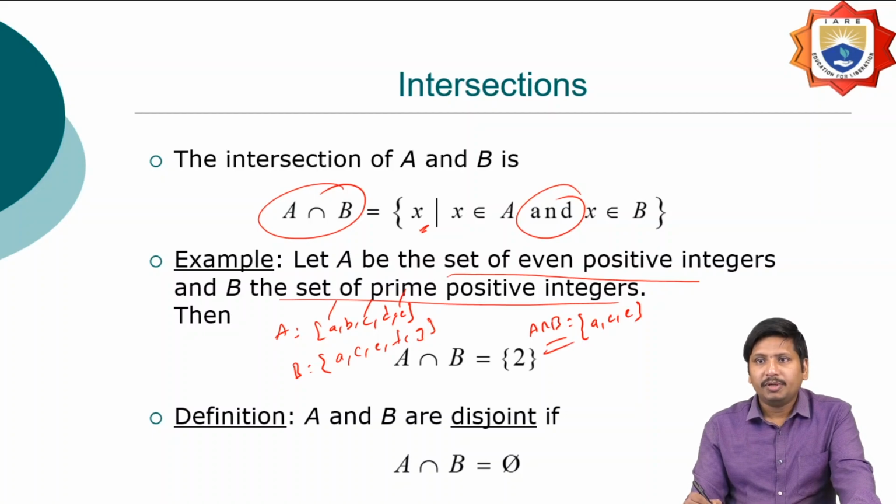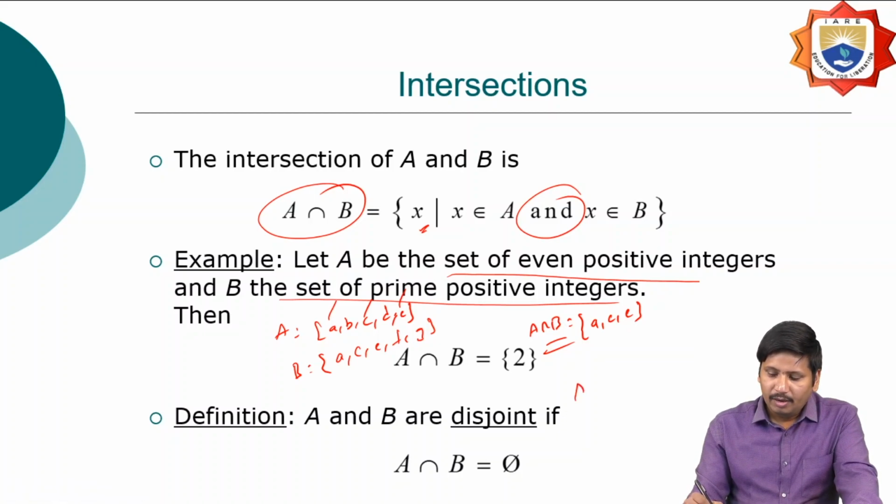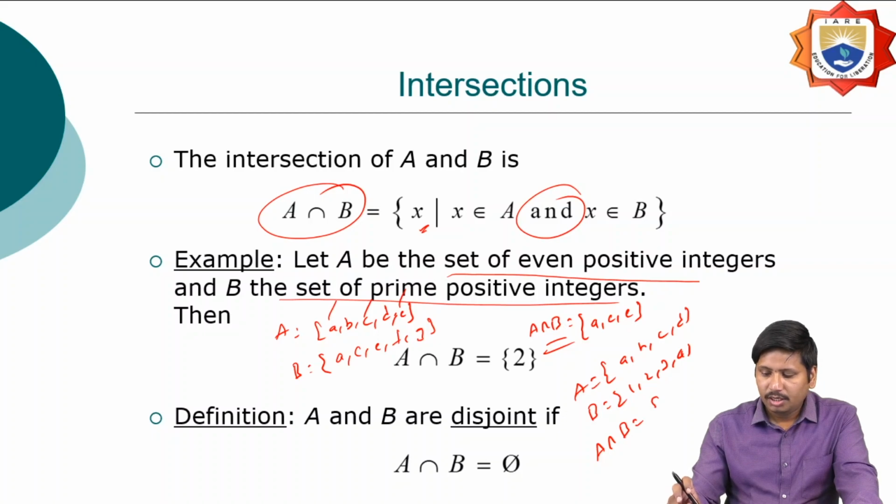So A intersection B means the elements which are present in both A and B. So we can write A intersection B. Suppose A has elements A, B, C, D and B is equal to 1, 2, 3, 4. If I write A intersection B, these are characters and these are numbers, which are not present in both A and B. So I can write phi, no elements are common here. So this A and B can be called disjoint sets.